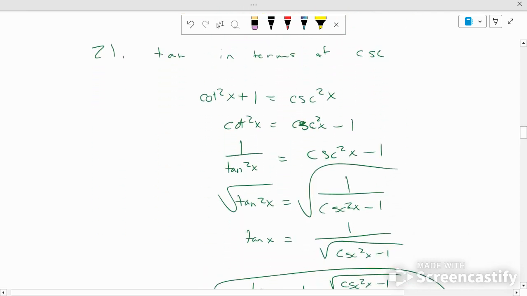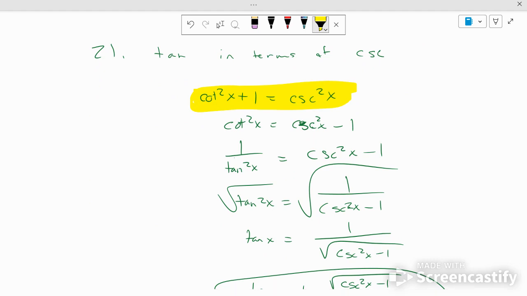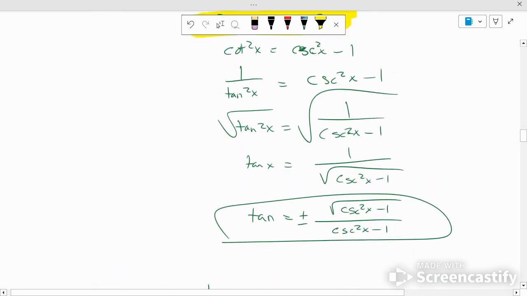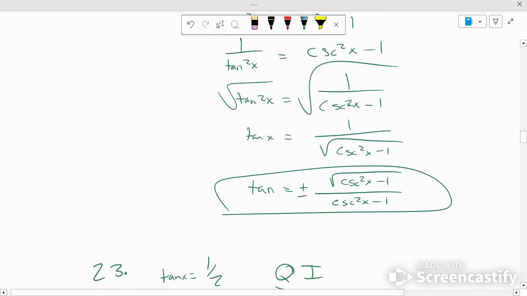Tangent in terms of cosecant. Well, I don't have tangent and cosecant together, but I have cotangent squared of x plus 1 equals cosecant squared of x. So then I move the 1 to the other side. Rewrite cotangent squared as 1 over tangent squared, take the reciprocal, and basically the same operations as we did in the last two problems. Okay, and then I don't need to show 22, do I? Because it's the same type of thing.